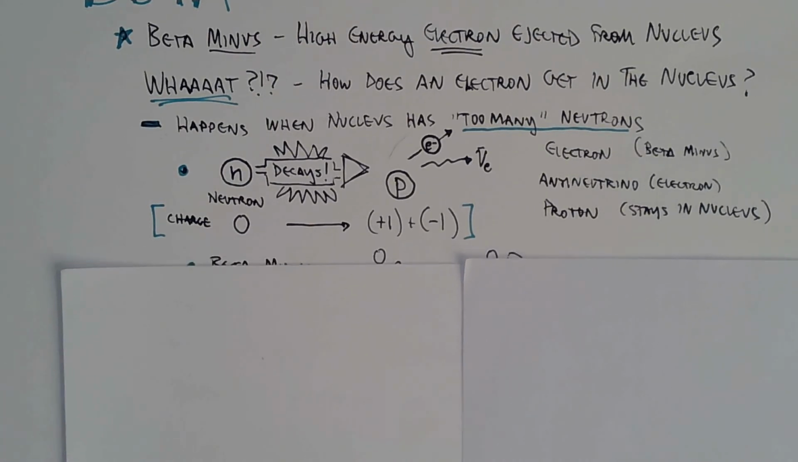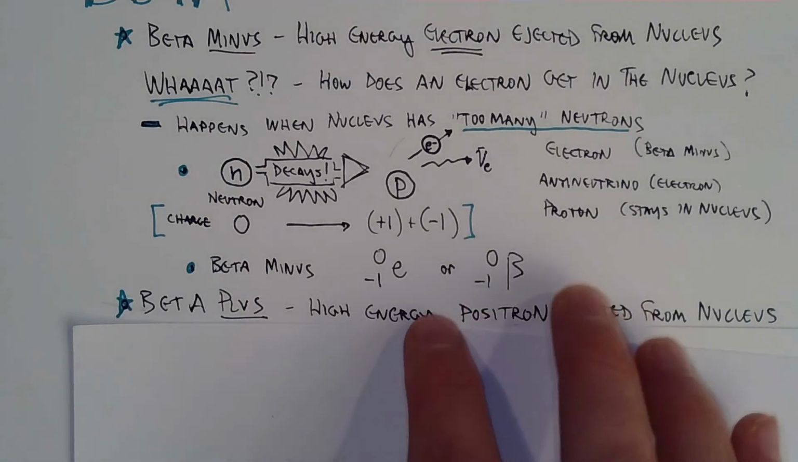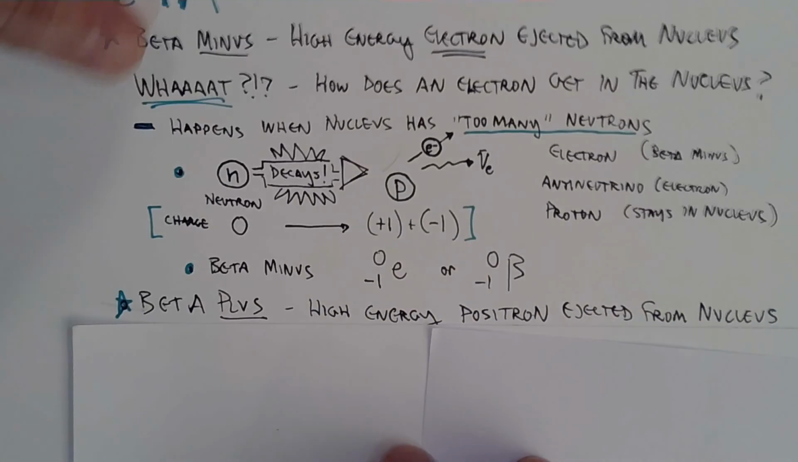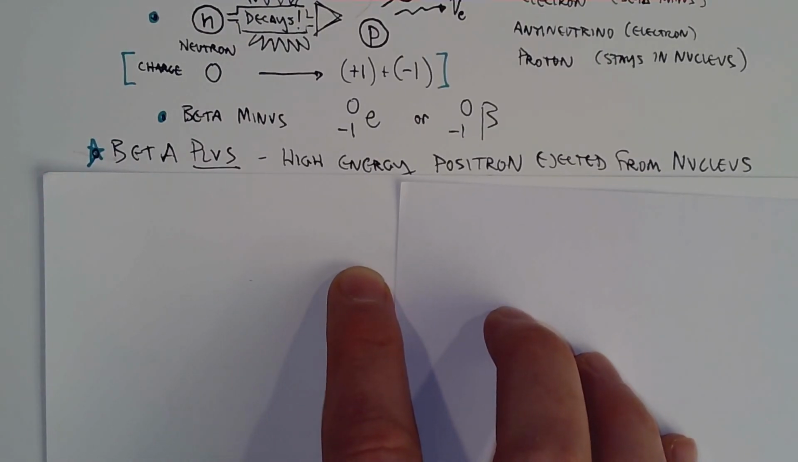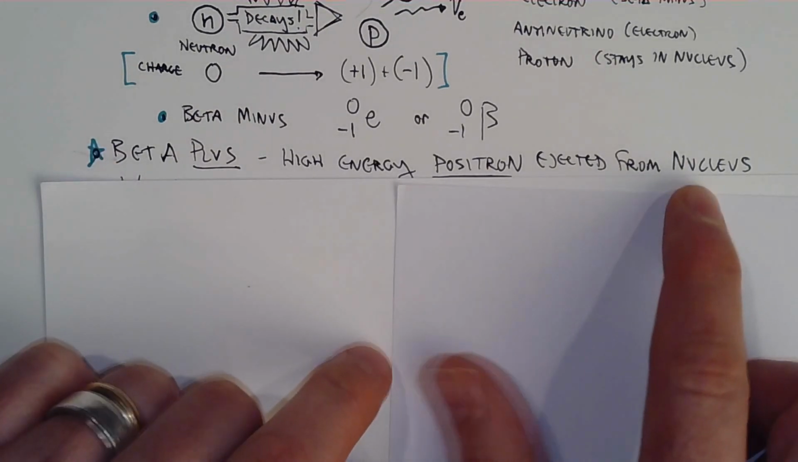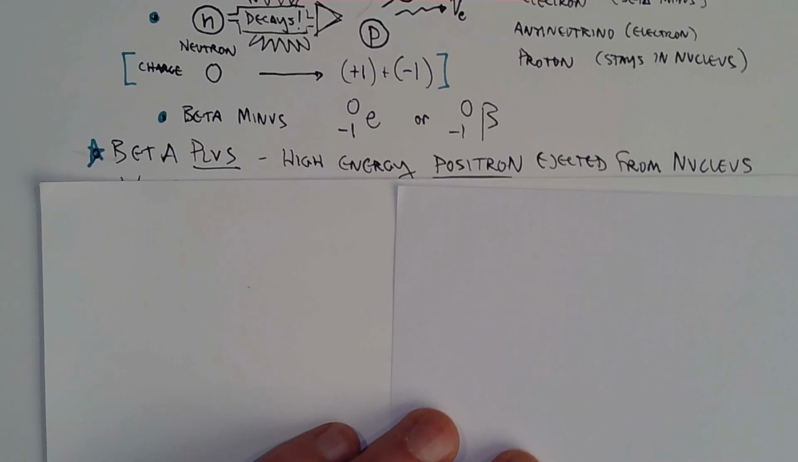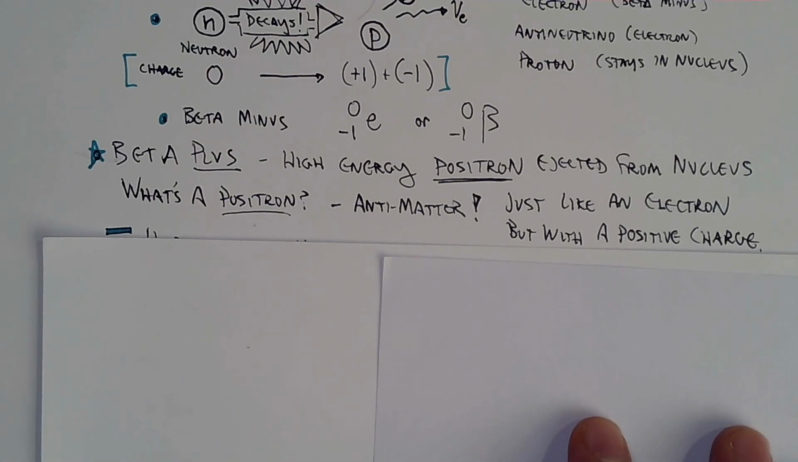All right. Now, if we look at the other side of the coin, we have beta plus. Beta plus is a scenario where instead of a high energy electron getting ejected from the nucleus, we have a high energy positron ejected from the nucleus. Now, you may not know what a positron is, and you wouldn't be faulted for that. You may have heard on like Star Trek stuff called antimatter. Antimatter is real. Antimatter is just material, like our regular material, protons, neutrons, electrons, but the charge is flipped.